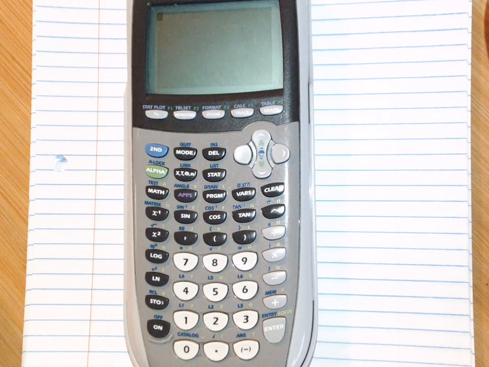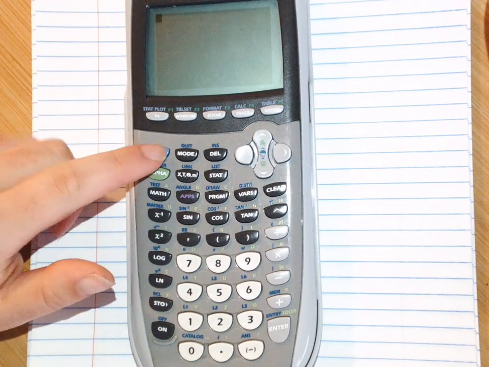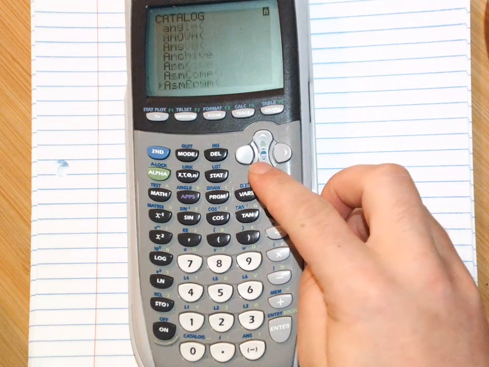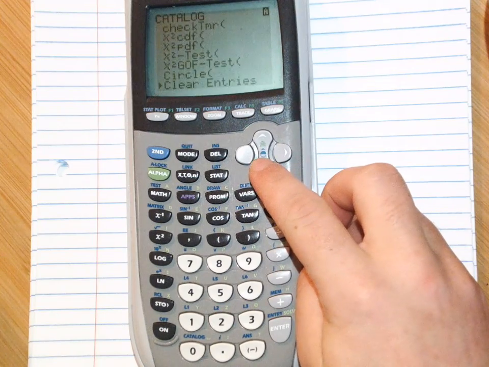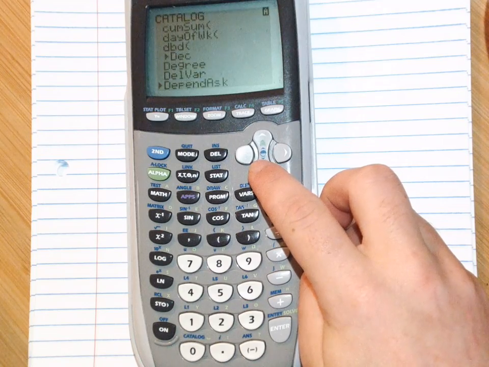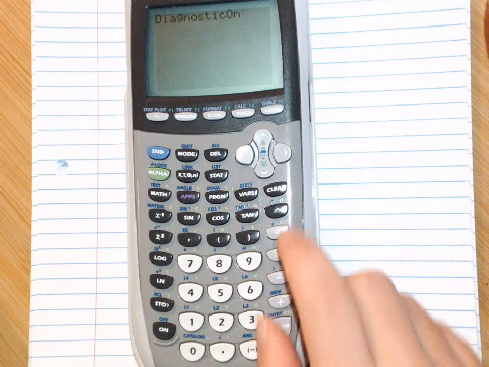Okay, if you have a graphing calculator, this is how you will put information in for your line of best fit. First thing you need to do is right down here where you see it says catalog and it's written in blue, press second catalog, okay? And you're going to scroll down till you get to diagnostics. And you want the diagnostics to be on, okay? And you're going to hit enter.